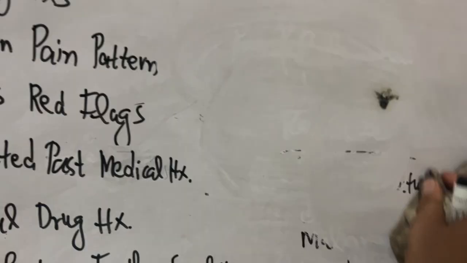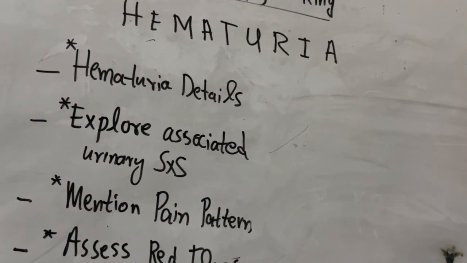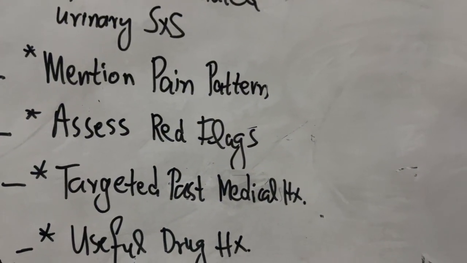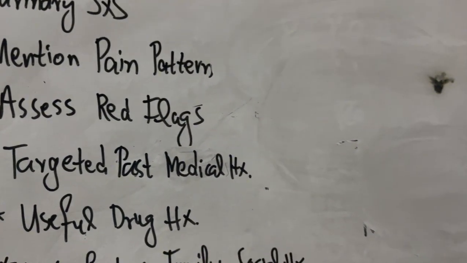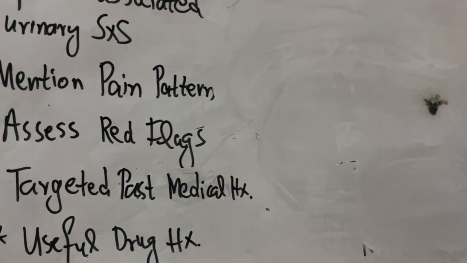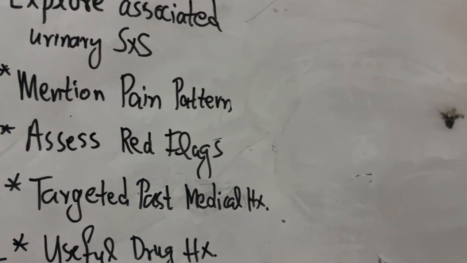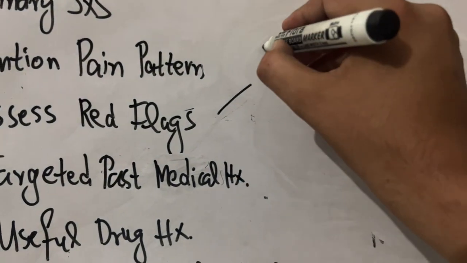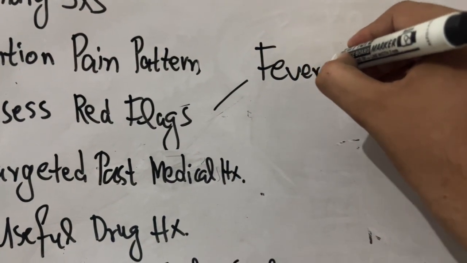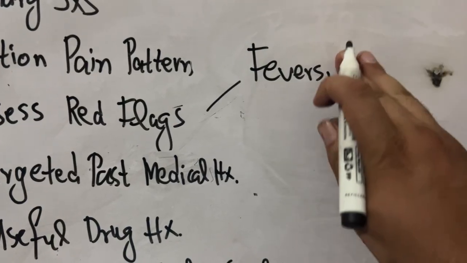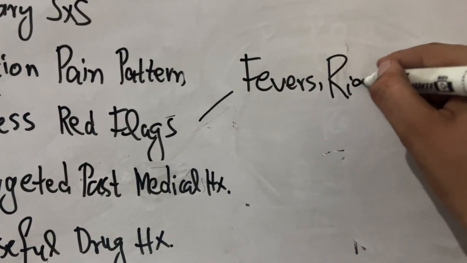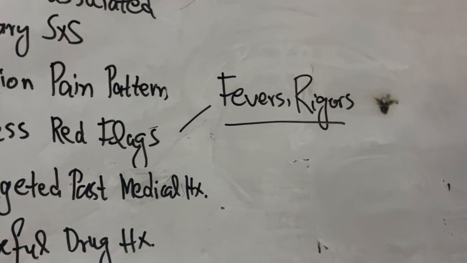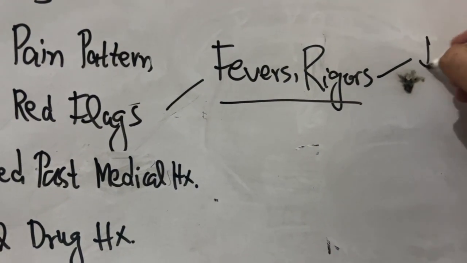Then after the M component, the next is the A component: assess red flags and systemic features. After the pain pattern, we will ask about red flags and systemic features. If the patient has fever episodes or rigors or shivering episodes, then it will suggest infection.